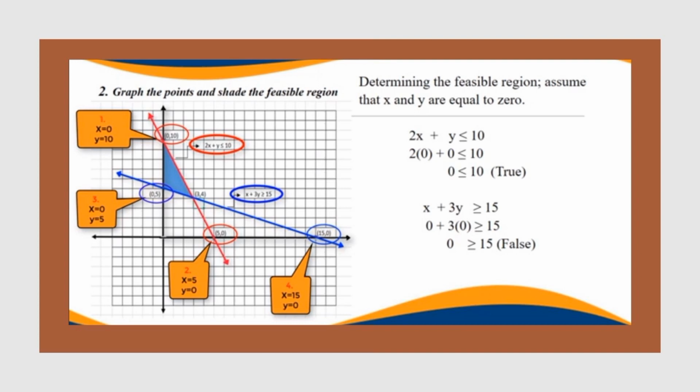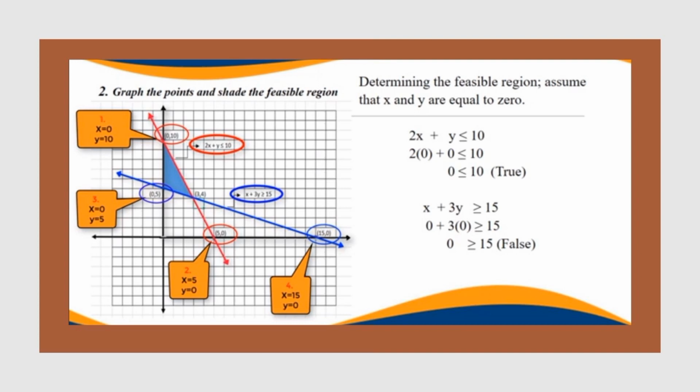After we have graphed the coordinates, we should determine the feasible region. So the feasible region, siya yung dito natin makikita paano mag-minimize or mag-maximize ng value. So we need first to test the feasible region. So assume that x and y are equal to 0.